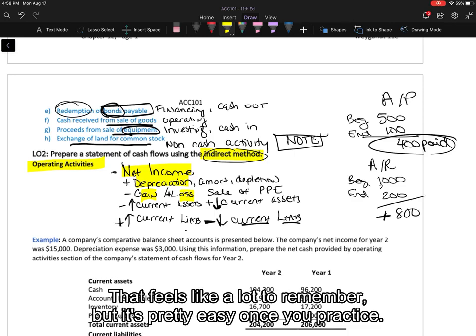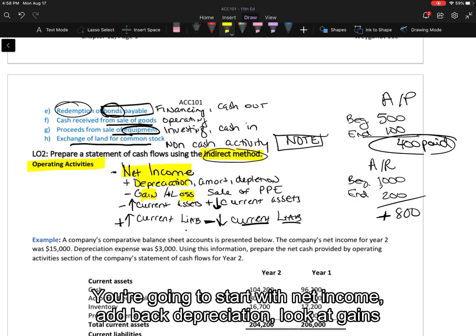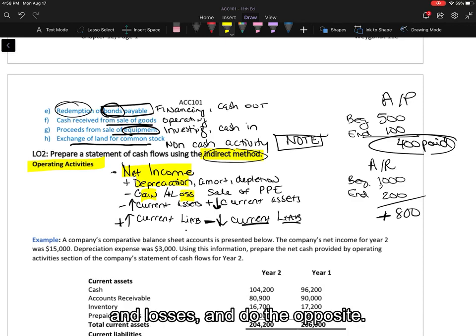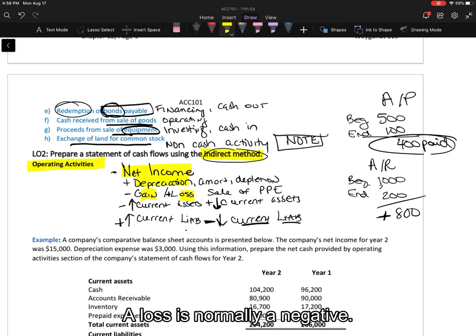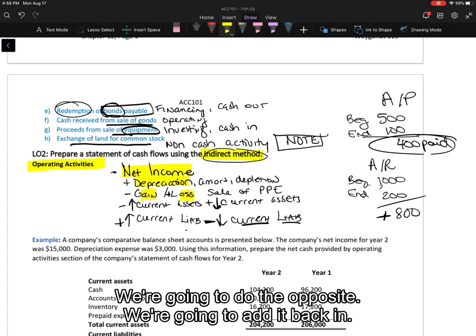All right, that feels like a lot to remember, but it's pretty easy once you practice. You're going to start with net income, add back depreciation, look at gains and losses, and do the opposite. A gain is normally a good thing, right? A gain is normally a positive, but we're going to take it out. A loss is normally a negative. We're going to do the opposite. We're going to add it back in.